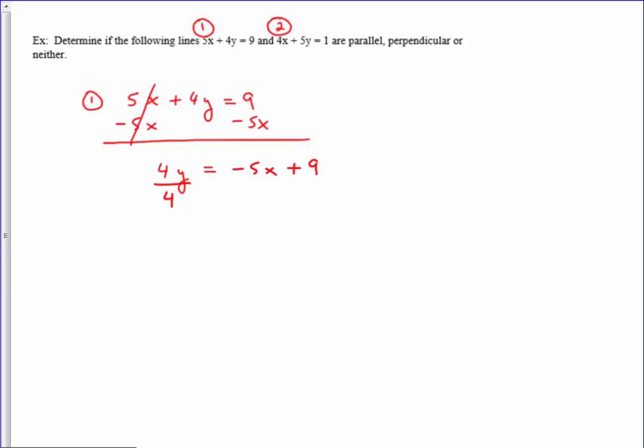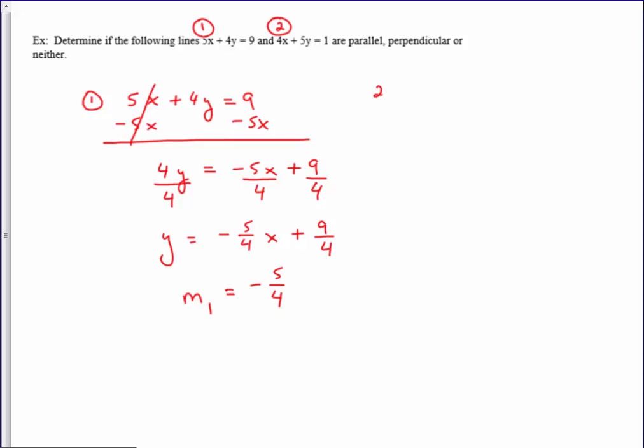As your final step here, divide out the 4. So we have y equals negative 5/4 x plus 9/4. So what I will do here is I will say that the slope of my first line equals negative 5/4.